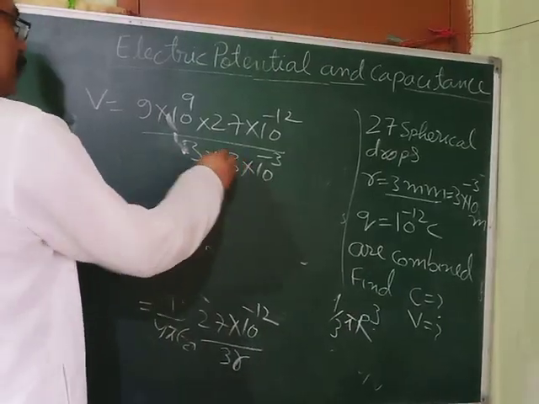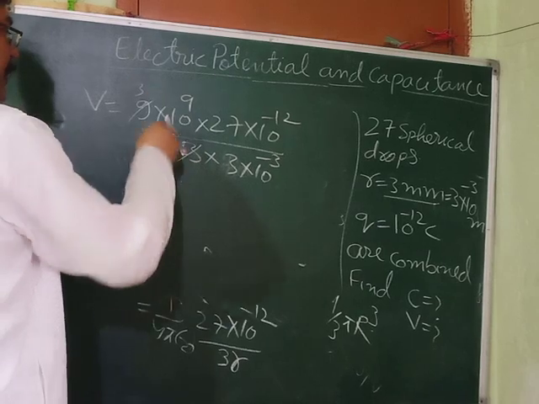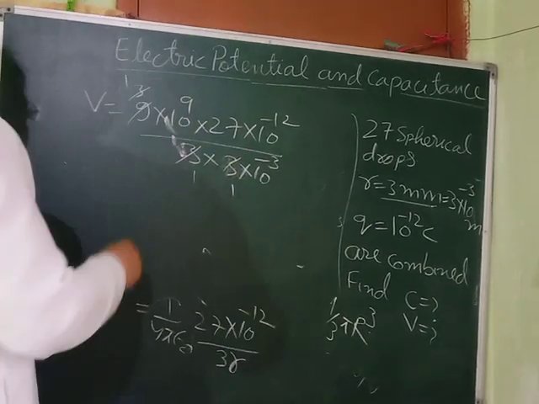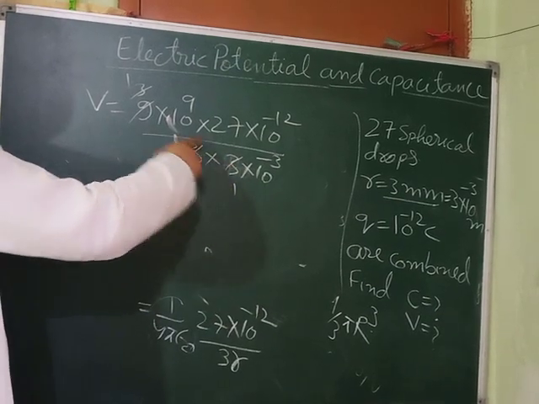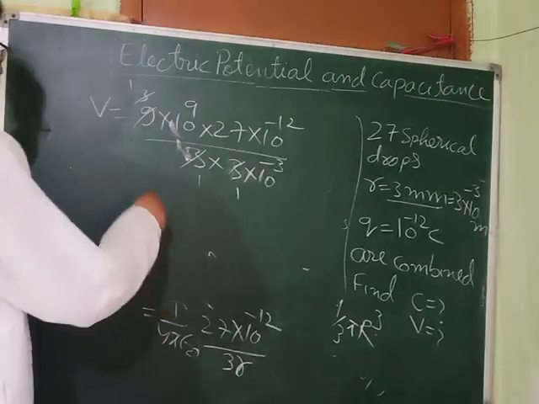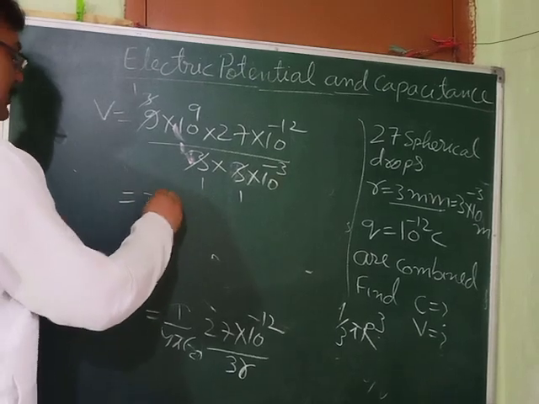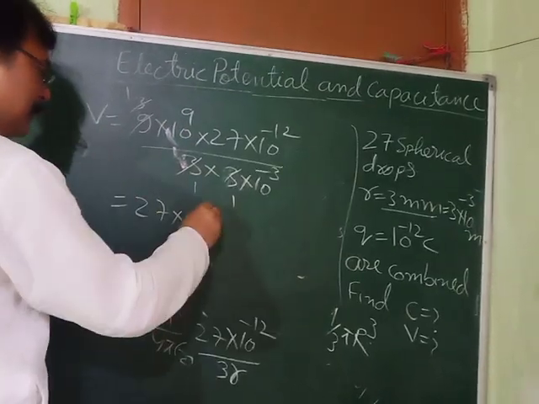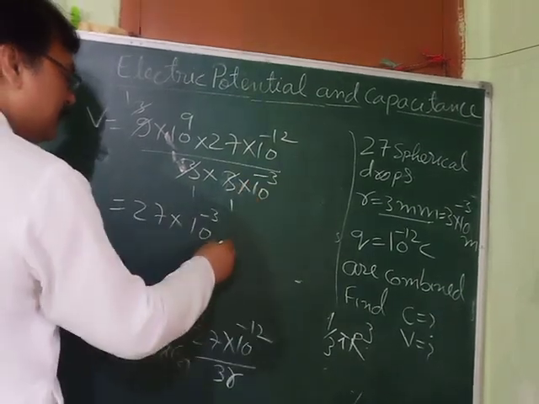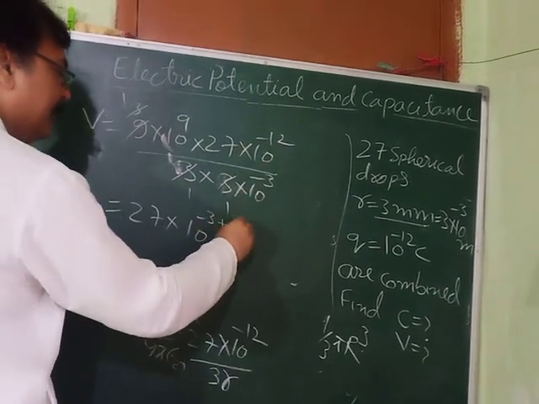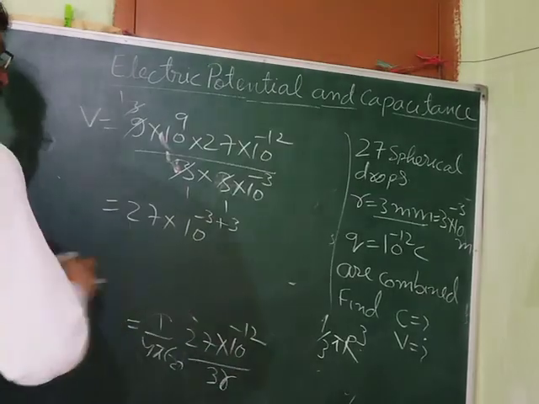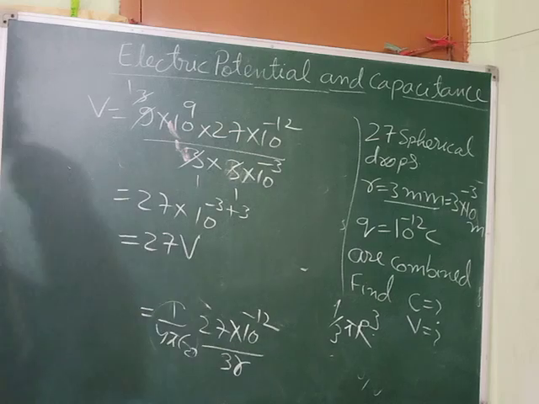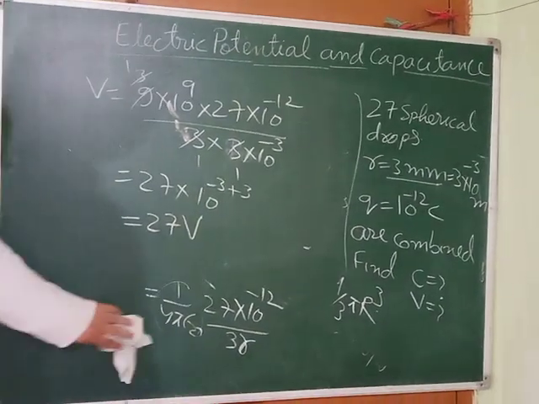See, 3 3 is 9. 3 1 is 3. Okay. So what will we get? This 3 cancels and this 9 gets cancelled. Okay. Now we have got what? 27 into 10 to the power 9 minus 12, which is how much? Minus 3. And this minus 3 will go up, it will become plus 3. Okay. So what are you going to have? It is only 27 volt. Clear? So this is where we got the potential.